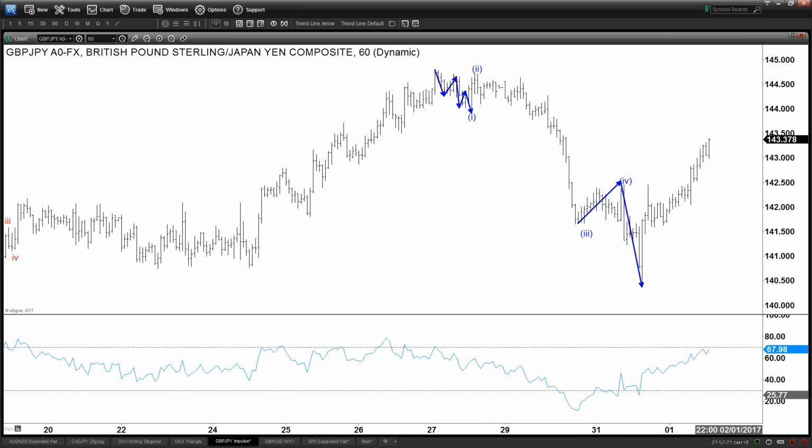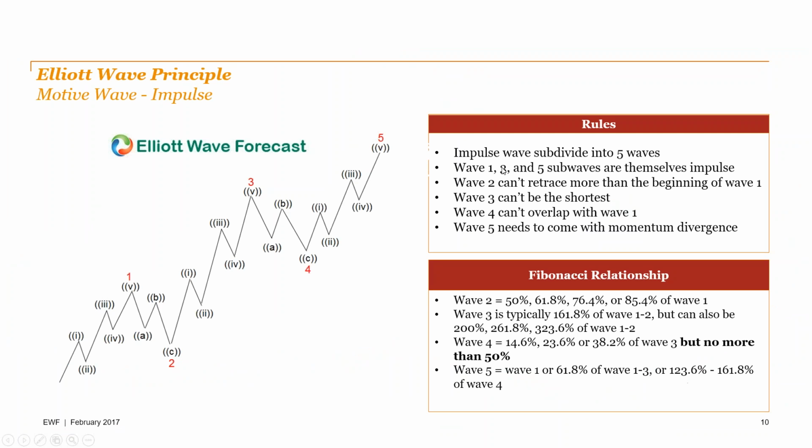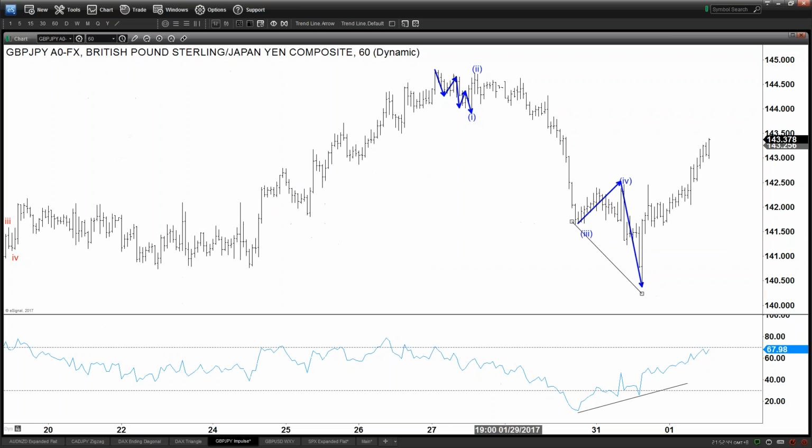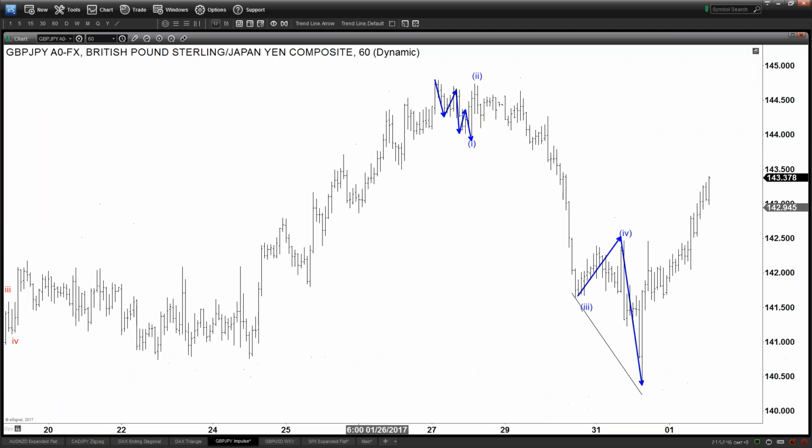If you look at the RSI, this is the RSI at the bottom here, you notice that the price makes a new low, but the RSI makes a higher low, right? The price makes a lower low, but the RSI makes a higher low. That's what we call momentum divergence. So these are the rules for you to label it as an impulse, and this is an example in the pound yen.